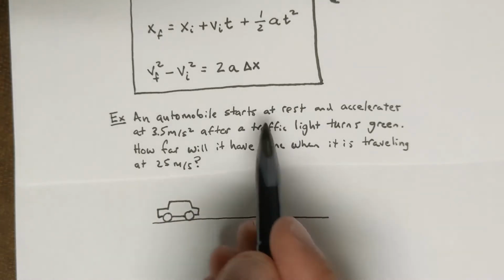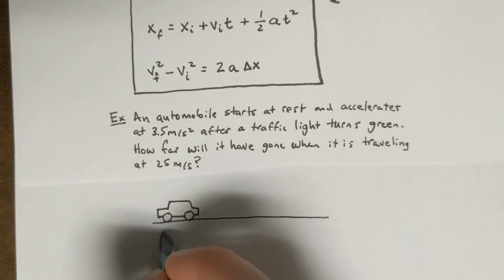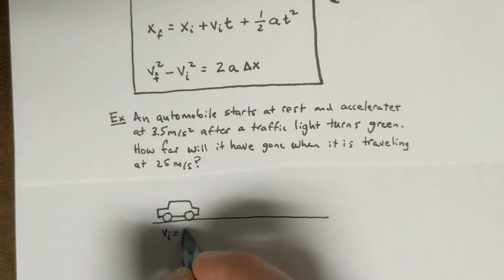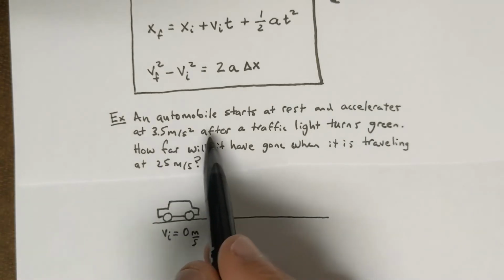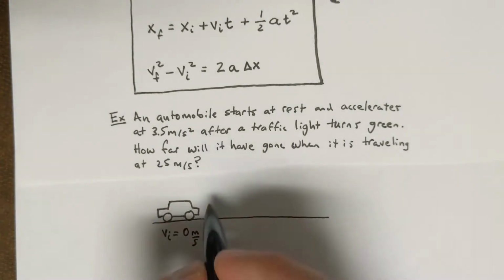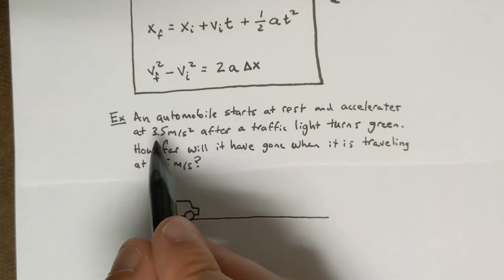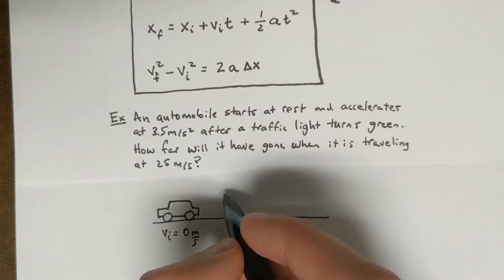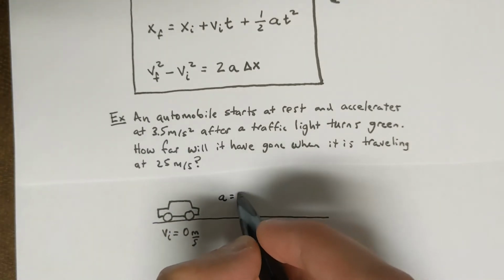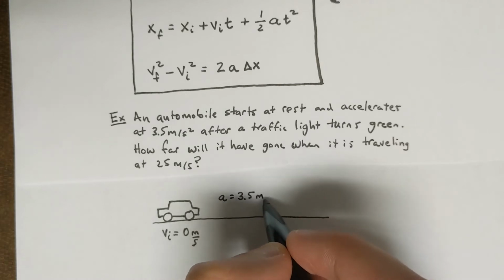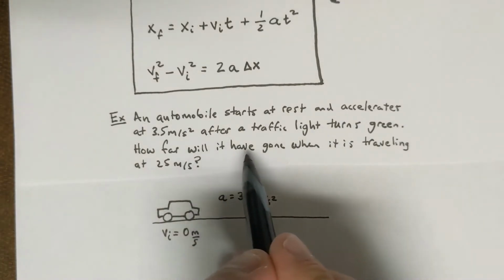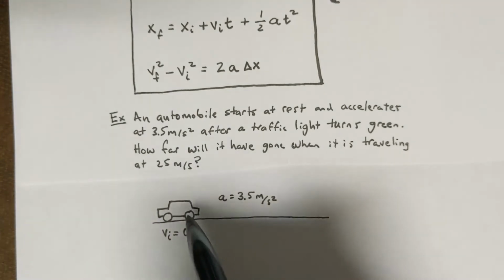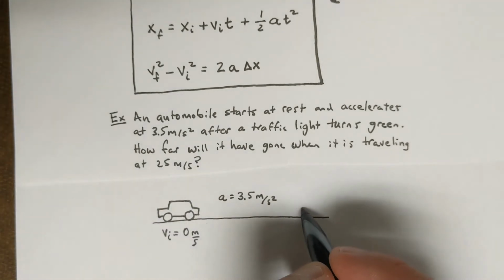Starts at rest, so this is very important. At rest means that the initial velocity of the car is 0 meters per second. Okay, and accelerates at 3.5 meters per second squared after a traffic light turns green. So this car is going to start moving, and it's going to be accelerating at a rate of 3.5 meters per second squared. So the acceleration is 3.5 meters per second squared. Then we want to know how far will it have gone when it is traveling at 25 meters per second. So some time later, the car will be over here.